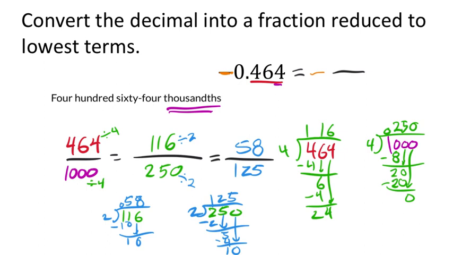Okay, 125 is not divisible by 3. Neither is 58. 125 is divisible by 5, but not 58. I think that's one that we got, right? So that should be our final answer: 58 over 125, but negative. And that should be good.